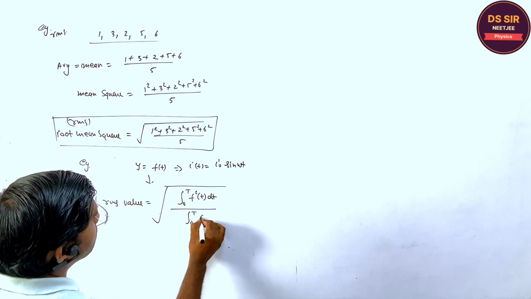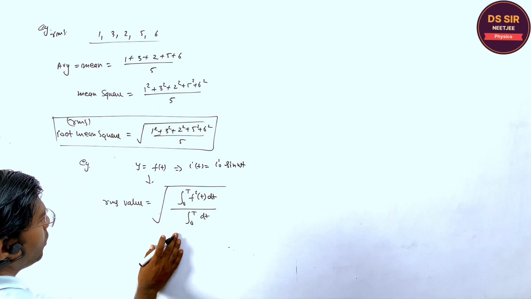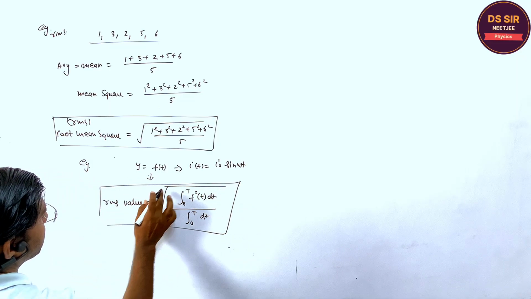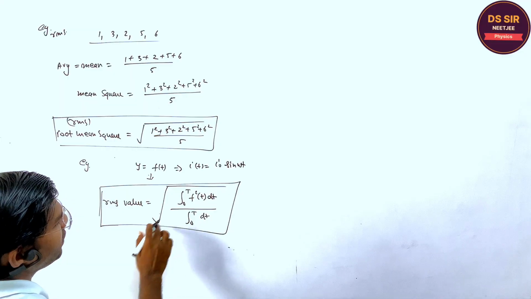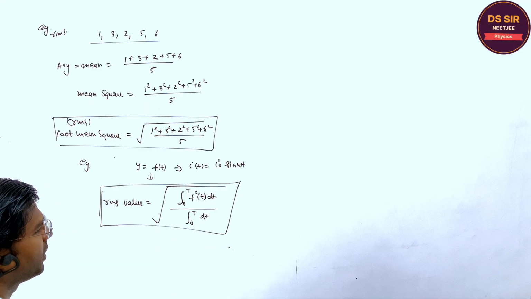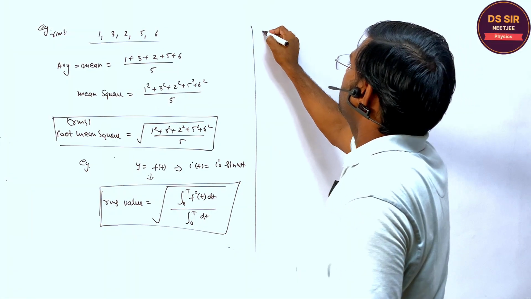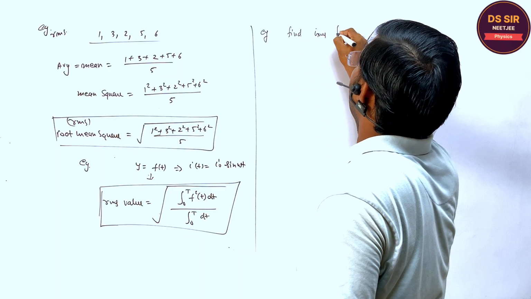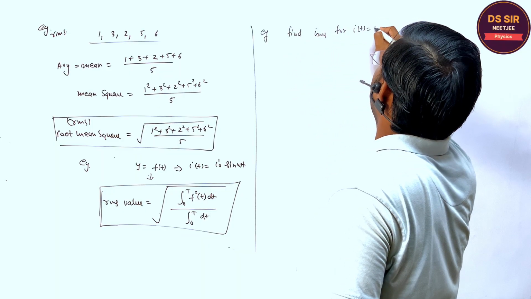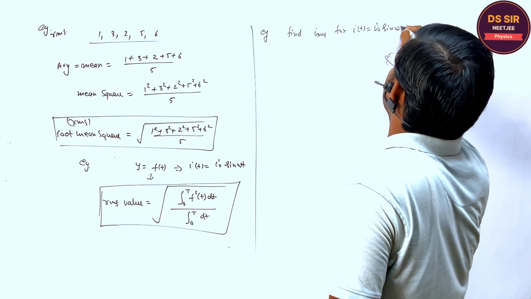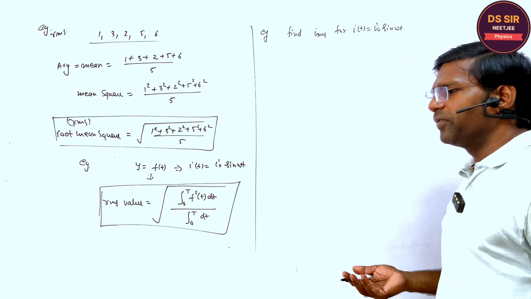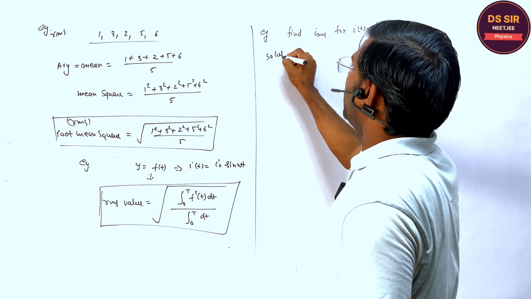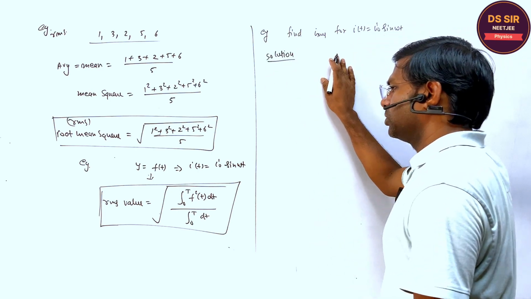Is it clear or not? So this is the formula to find the RMS value. In this way we can find the RMS value of any function using this formula. For example, you have to find IRMS for I equal to I0 sin omega t. It may be I0 sin omega t or V0 sin omega t or cos omega t function. So how to find the RMS value? You can do it like this.